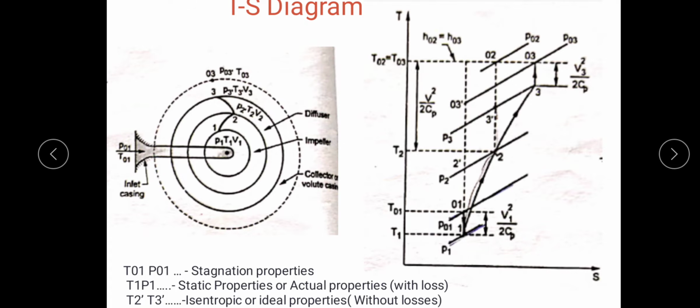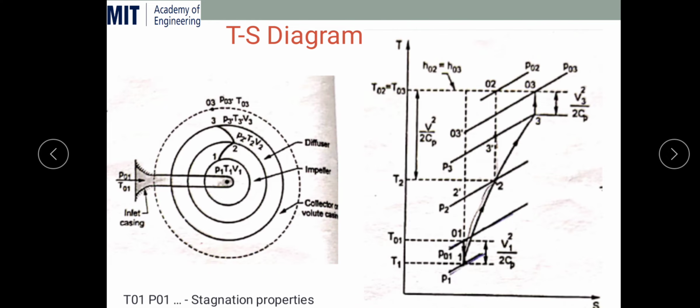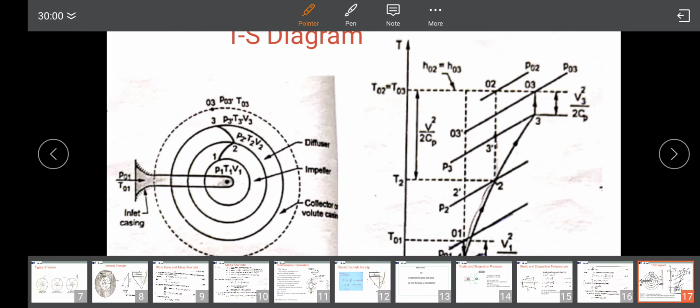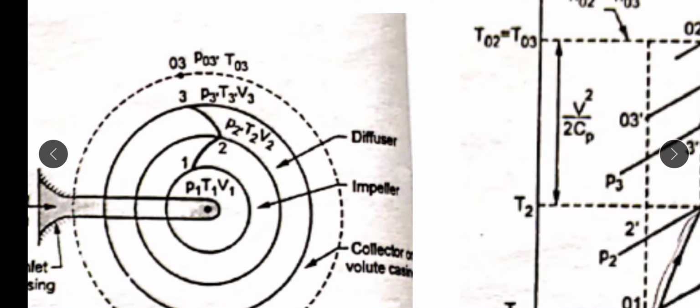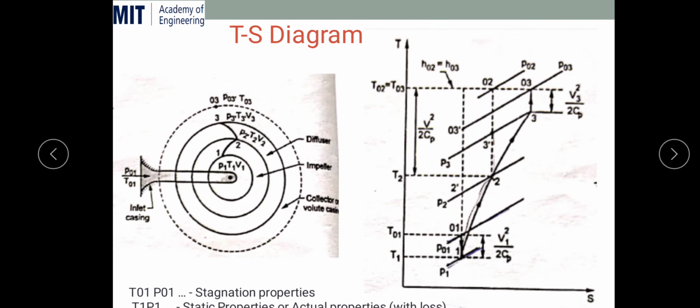Again, from 2 to 3 is the diffuser section. We can see that point 2 to point 3 is the diffuser section operation. In the diffuser also the pressure increases, from the P2 pressure line to the P3 pressure line. In the diffuser section we know there are stationary vanes with increasing area, and when the air interacts with those vanes, there are again some friction losses.